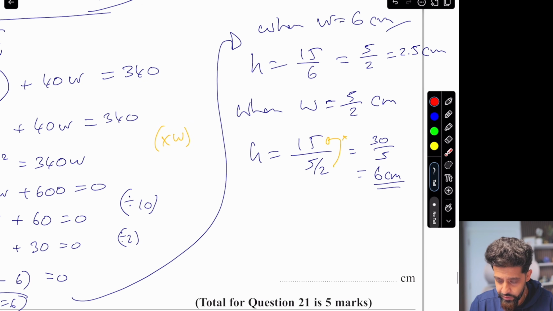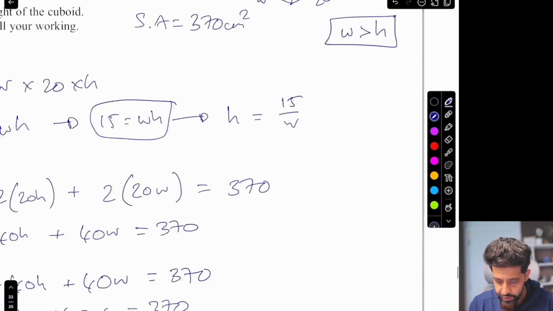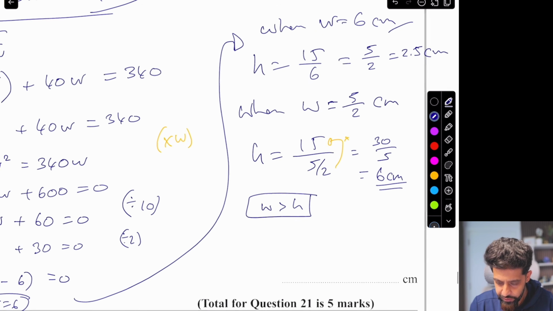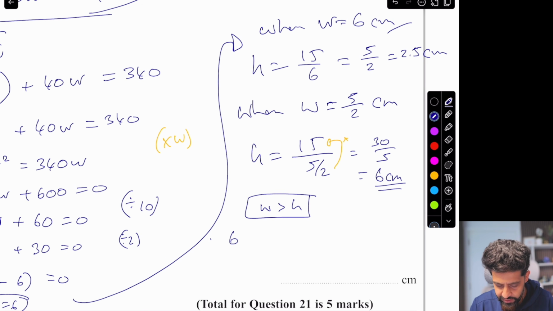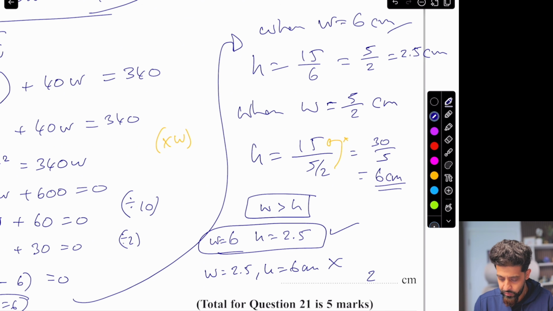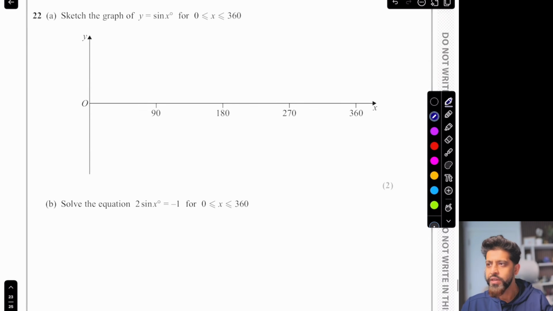So let's have a look at the two scenarios. Remember, W has to be greater than the height, okay? So the first scenario is when W is equal to 6, height becomes 2.5. That matches that, okay? Because W is greater than the height. On the second scenario, W is equal to 2.5 and H is greater, it becomes 6. So this doesn't match it. So that's the scenario. So height is equal to 2.5 centimeters. There you go.